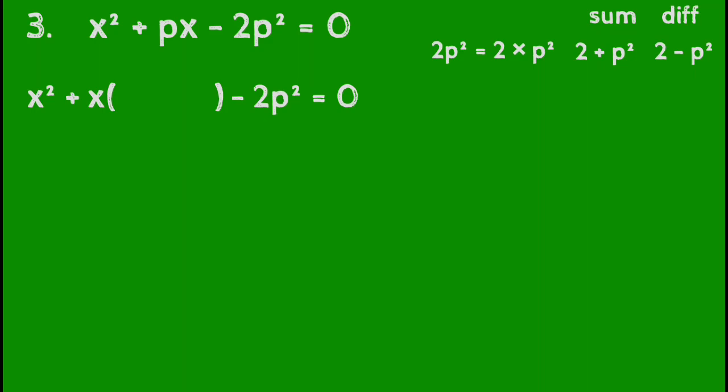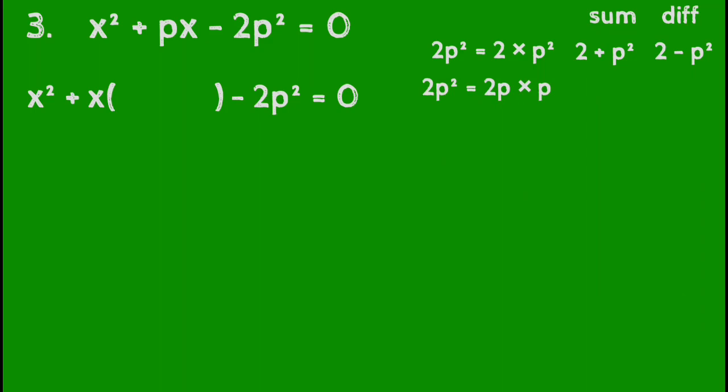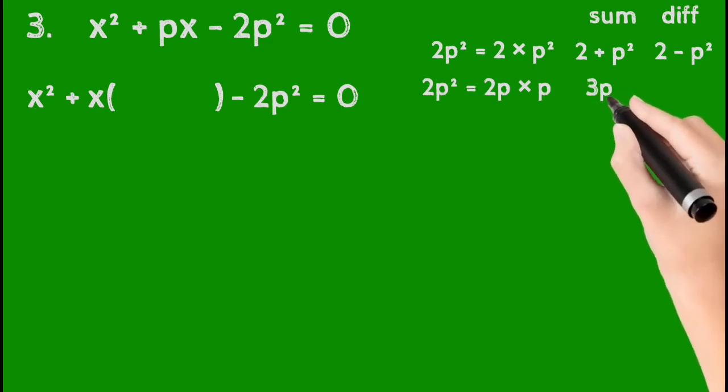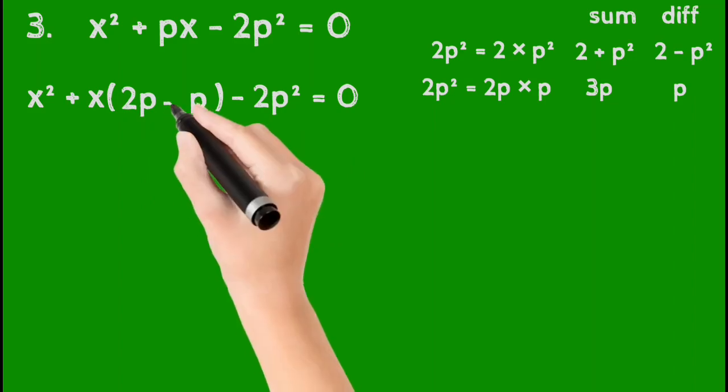What other factors can I have? I can have 2p and p. 2p times p is 2p squared. What will be the sum of 2p and p? It's 3p. What will be the difference of 2p and p? It's p. So I found factors that can work because the difference is p and the product is 2p squared. So I'm going to write 2p and p in the bracket. I can clearly see that the middle term is positive, so the smaller of the terms must be the negative, so it's going to be negative p.